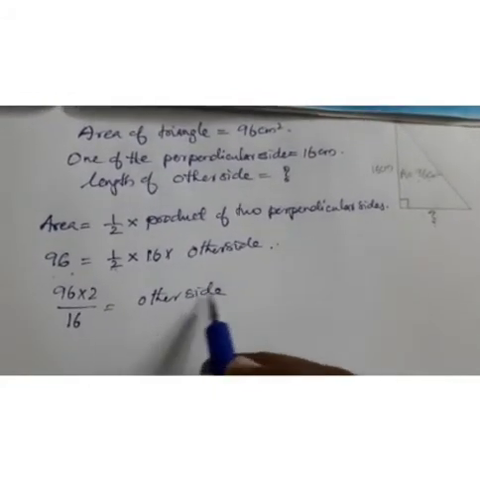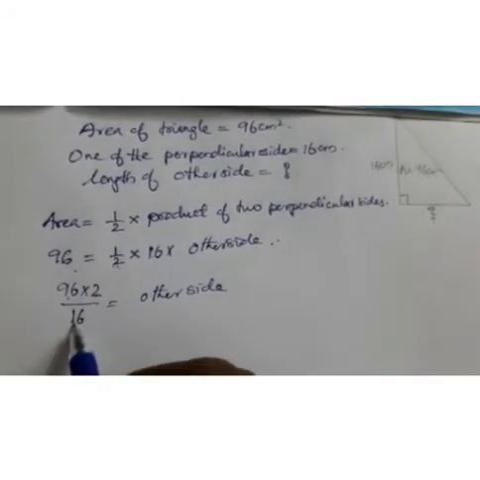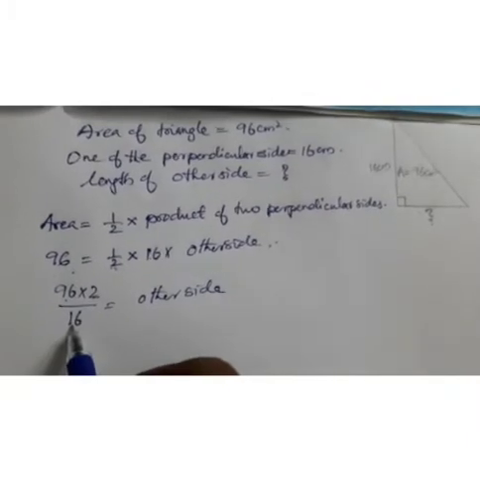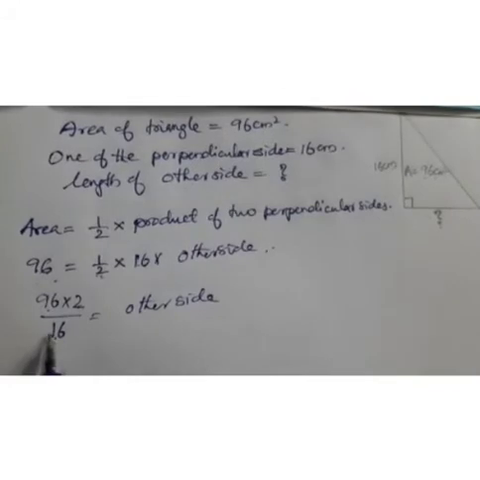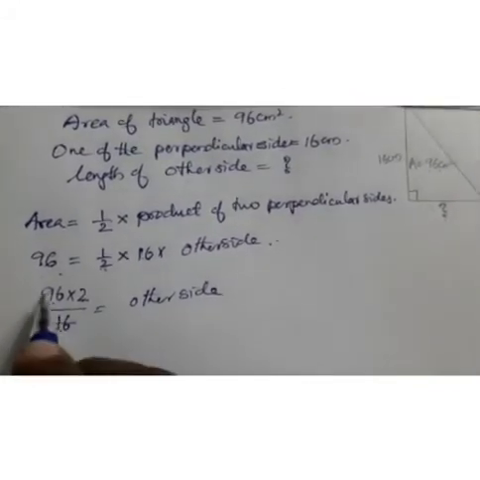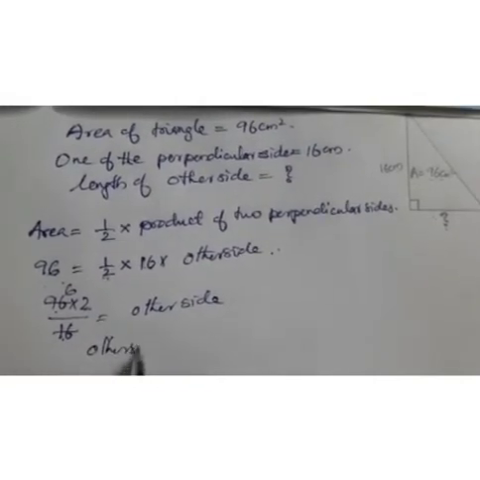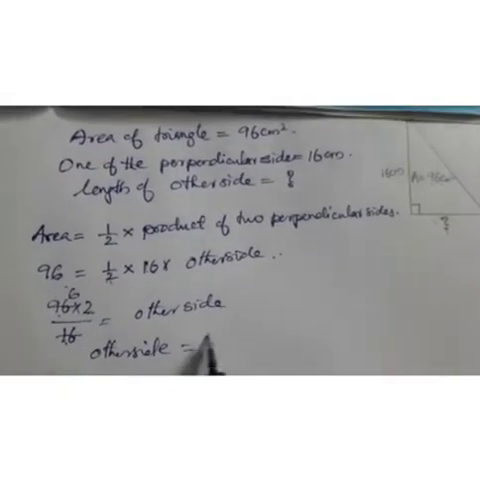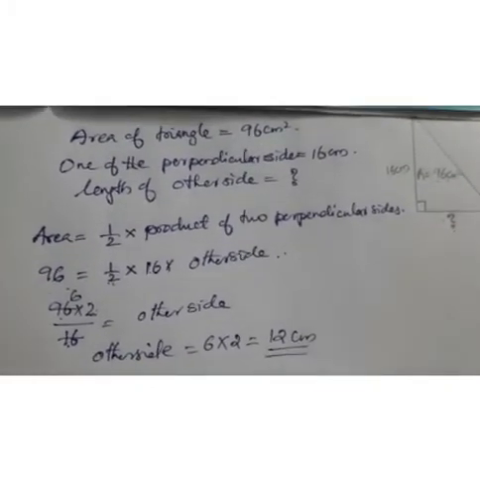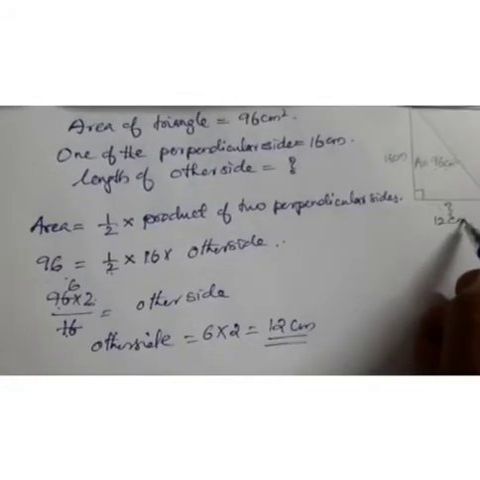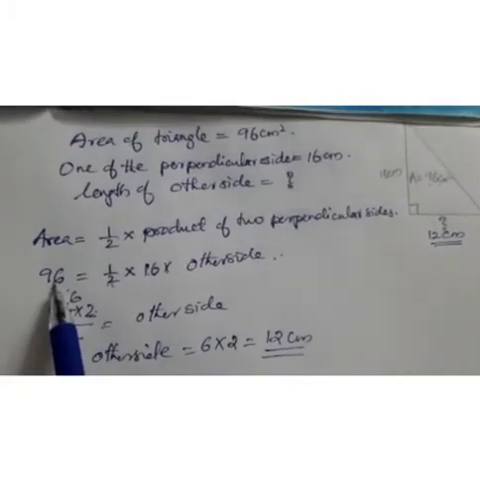So to find out the other side: area into 2 by the other perpendicular side. So 96 into 2, 16 6s are 96. So the other side is equal to 6 into 2. How much will you get? 12 centimeter. So the other side is 12 centimeter. So half into 16 into 12 is 96.